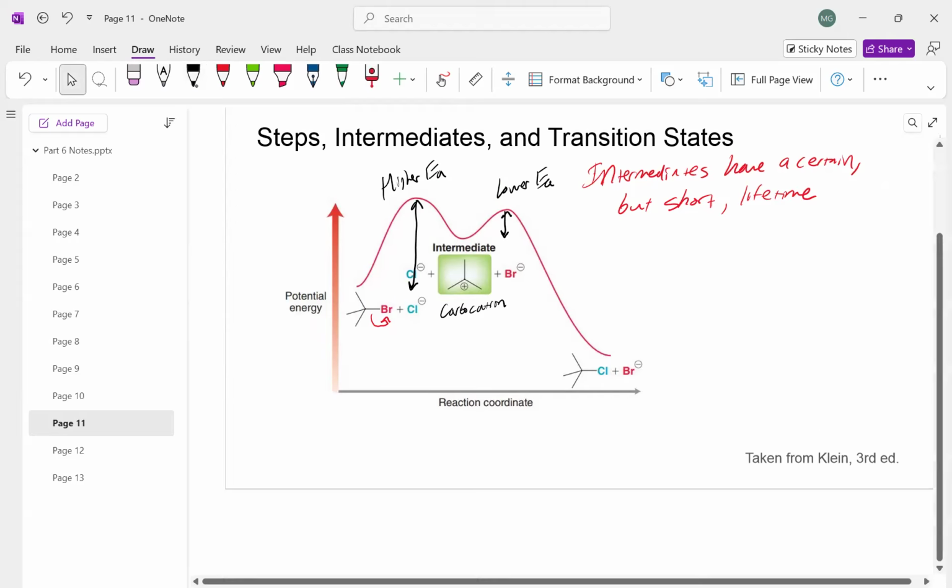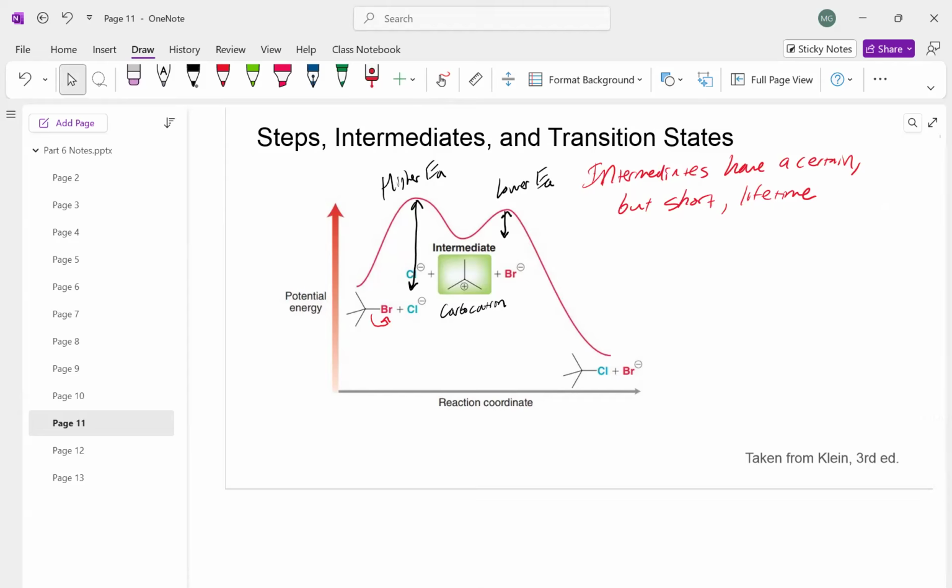Why do you think this is? I'm taking a rabbit trail here. Why do you think it takes more energy to go from this chemical species to this one? What do you notice about that carbocation and that carbon in the middle with the plus charge? It doesn't have a full octet.